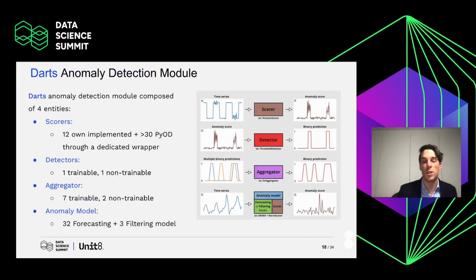Next to the forecasting models, we recently extended DARTS with an anomaly detection module, which has 4 subcomponents. One is the scorers, which use the time series information to derive an anomaly score from it. There are detectors, which binarize this anomaly score into 0 and 1, indicating where the anomaly occurred. There are aggregators, which combine multiple binary predictions. And then there are anomaly models, which combine a forecasting or filtering model with a scorer, taking a time series and using the scorer afterwards to generate an anomaly score. We're going to see later how an anomaly model with these 2 components can be created.